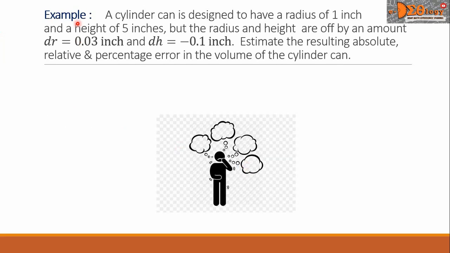Let us see this example. A cylinder can is designed to have a radius of 1 inch and a height of 5 inches. But the radius and height are off by an amount: dr equals 0.03 inch and dh equals negative 0.1 inch. Estimate the resulting absolute, relative, and percentage error in the volume of the cylinder can.